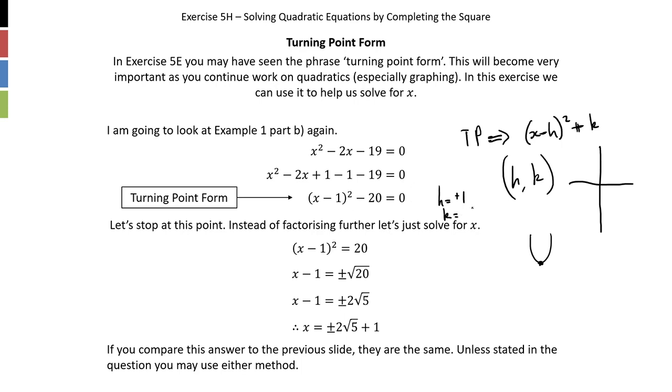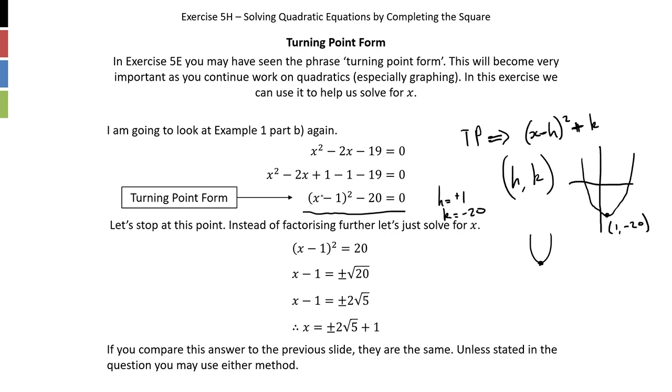And then our k is equal to, because we have a positive sign here, our k is actually negative 20. So this graph, our turning point is down here somewhere at (1, negative 20). So that'll be really helpful for your graphing, because as soon as you get your turning point, you can do a whole bunch of things straight from there.